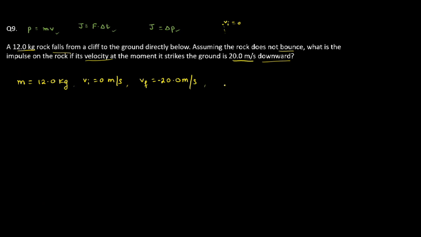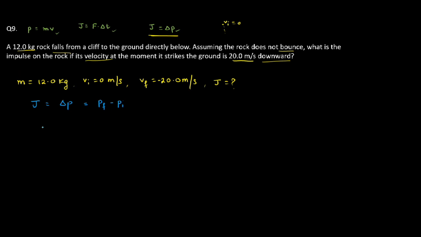They want us to find what is the impulse on the rock. The basic rule of impulse is force times the time. But here I do not have the force or the time. If you do not have these two quantities, another way of finding impulse is by using the impulse momentum theorem. Impulse momentum theorem says that impulse J is equal to the change in momentum of the object. And change in momentum can also be written as final momentum minus the initial momentum.